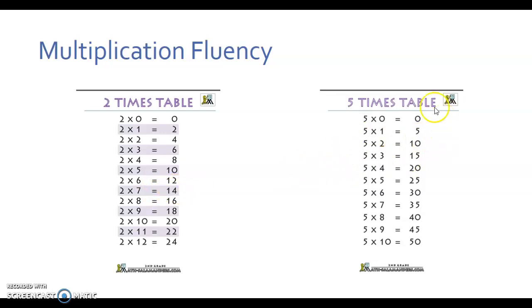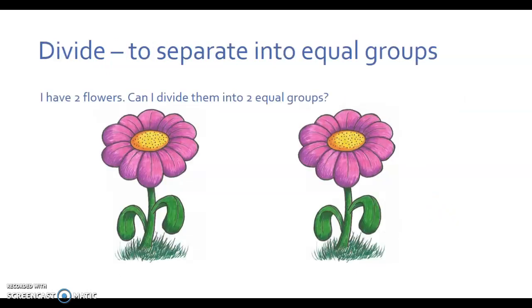Same thing with your 5s. 5s and 2s are really easy for skip counting. If I want to know what 5 times 3 is, I'm going to count by 5 3 times. 5, 10, 15. So for your fluency, you will have a link for homework tonight to go to Boom Cards, and you have some fluency practice there. The more you practice, the better you're going to get.